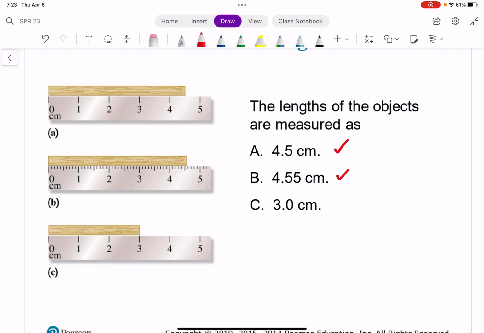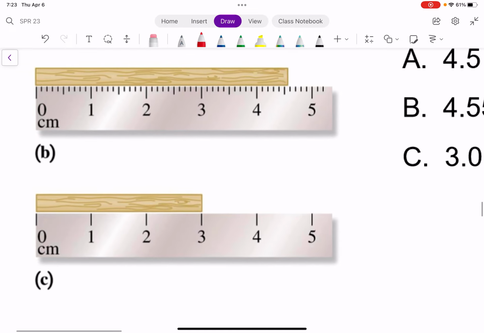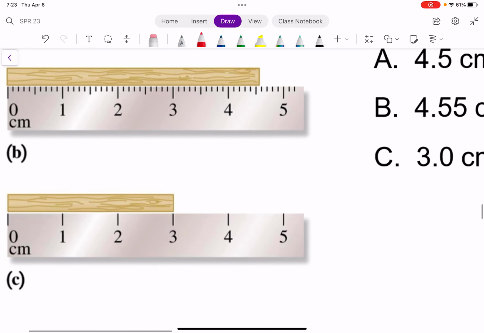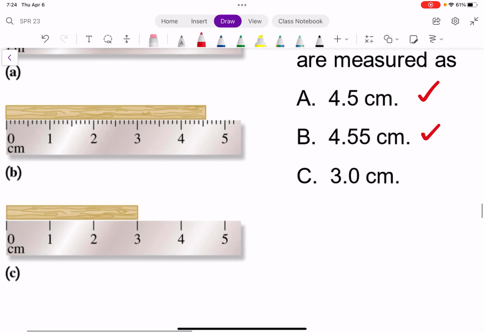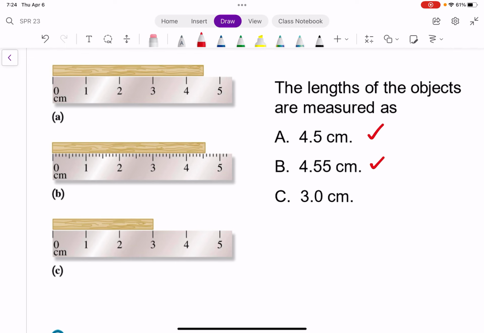All right, and then for the last one, we see that it falls pretty much exactly on 3 centimeters. So we're going to report 3.0 centimeters. And in this case, we do want to show that it falls exactly at 3 centimeters. So that decimal point is actually important, and we'll get into why in a little bit. That decimal point is letting scientists know that, hey, we know for sure that this falls at 3.0 centimeters. If you just saw 3 centimeters, there's a little bit less certainty with that, okay?